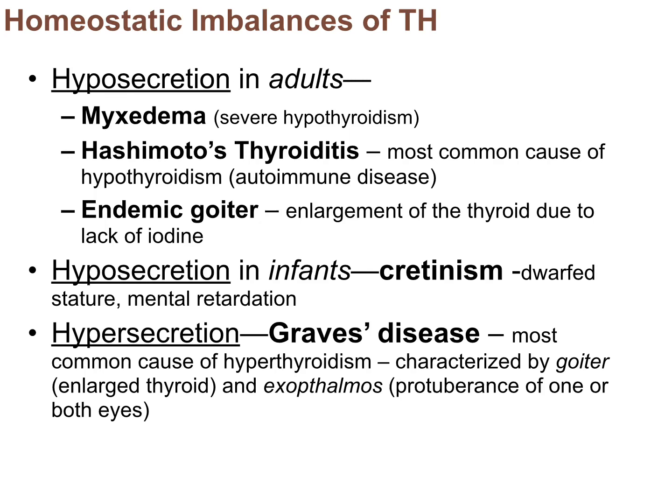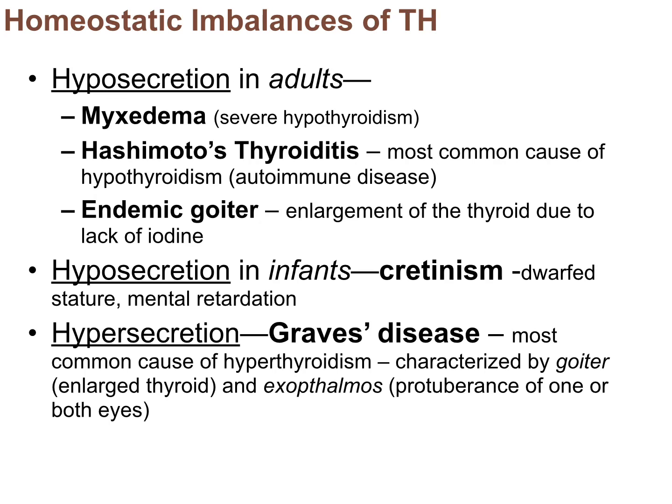For the imbalances of thyroid hormone, you have three that I want you to know for hyposecretion in adults. Myxedema is the most severe form of hypothyroidism. There's another called Hashimoto's thyroiditis. This is an autoimmune disease. It's actually the most common cause of hypothyroidism. And then endemic goiter. This is an enlargement of the thyroid due to a lack of iodine.